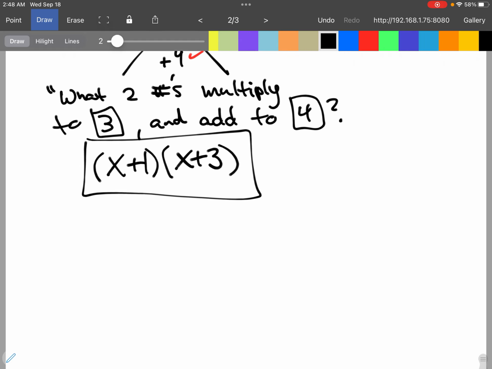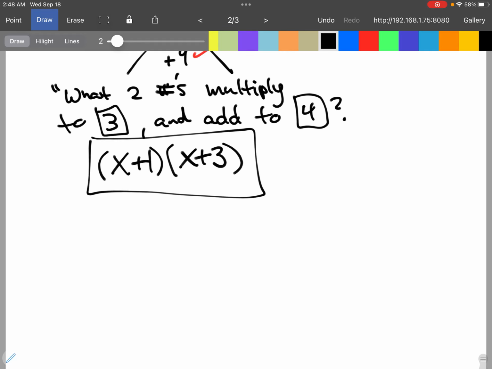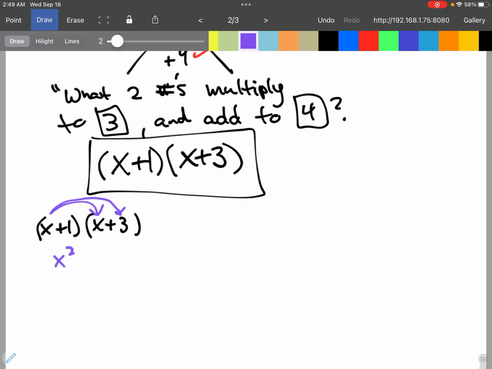Now the skill that y'all just got done working was actually multiplying this, right? So let's do that real quick. X plus 1 times x plus 3. First move is x times x, which is x squared. Second move is positive 3 times x, which is 3x. Then we would go inside with the 1 times x, which is 1x. 1 times 3, which is positive 3.